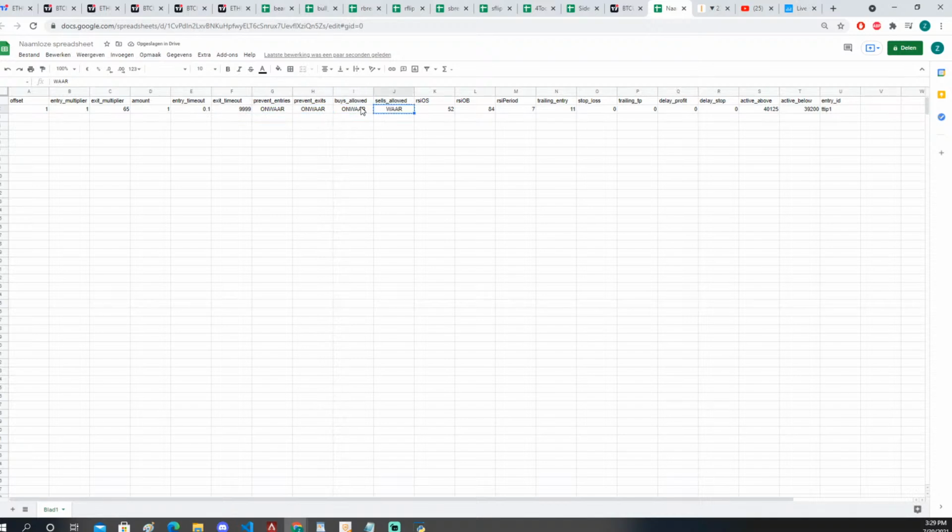And do we want to buy? Yes, we want to buy. Do we want to sell? No, we don't want to sell for this agent. So this is just an agent to buy the dip $1 below when price starts, as long as price is below 39,200. Our active above is irrelevant. We just want to buy below. And this is now our first agent. So let's call it agent uno.